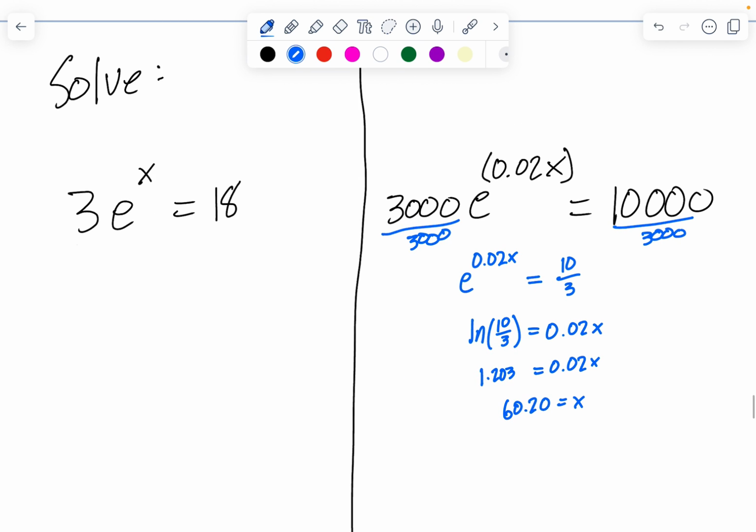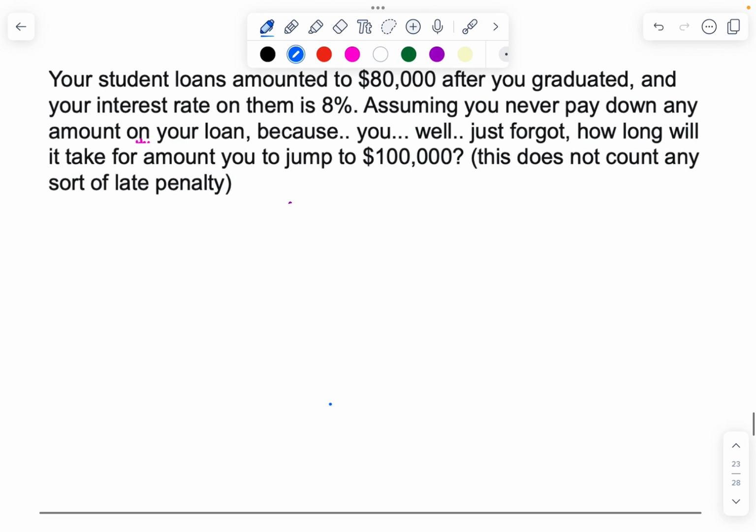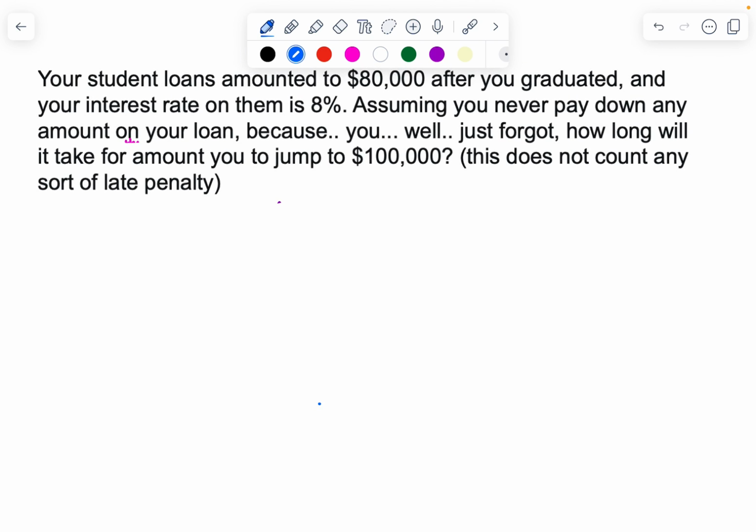So the only other thing we're going to add today is what happens when we have an application situation, something like how we started today. I'm going to do 2 more of these, and then you should be good to go for solving using logarithms. Your student loans amounted to $80,000 after you graduated, and your interest rate is 8%. Assuming you never pay down any amount on your loan because you just forgot, how long will it take for the amount you owe to jump to $100,000, which obviously does not count any kind of late penalty?